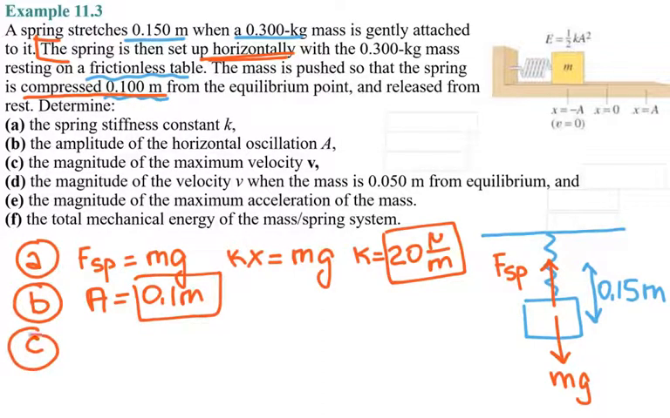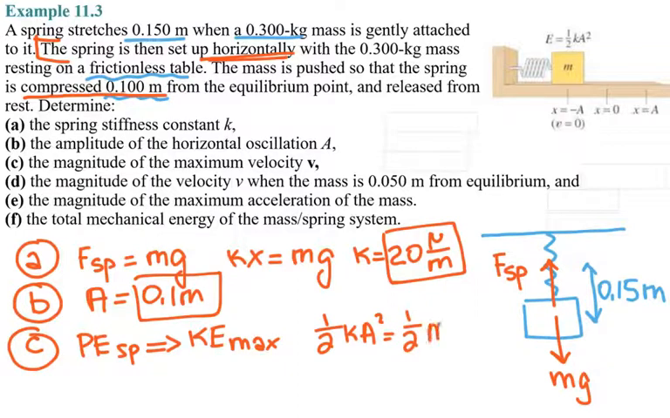Then for part C, the magnitude of the maximum velocity. I'm going to say the potential energy of the spring is going to go to the maximum kinetic energy of the block. So I'm going to say 1/2 kA squared is equal to 1/2 mv squared. And from here, I can find that the velocity is equal to 0.82 meters per second.